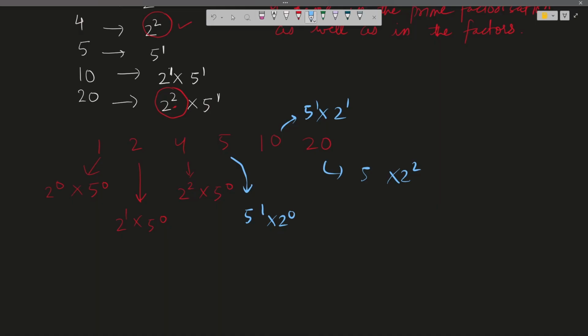5 into 2 to the power 2. So this is the way that we are writing the whole expression. Why only 2 and 5? Because in the prime factorization, we only got two prime numbers, which are 2 and 5. That's why we are expressing all the possible factors only in 2 and 5, not any other prime number.